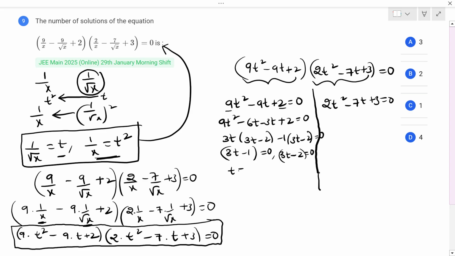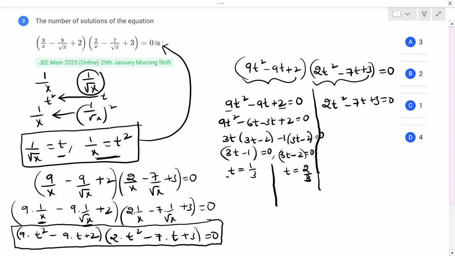So t is equal to 1 by 3 on the first side, and on the second side t is equal to 2 by 3. But please remember the fact that t is not the solution, buddy. T is not the solution. Look at the original equation. The original equation is in the variable x. So what is meant by solution? It means a value of x. So I need to find the value of x.